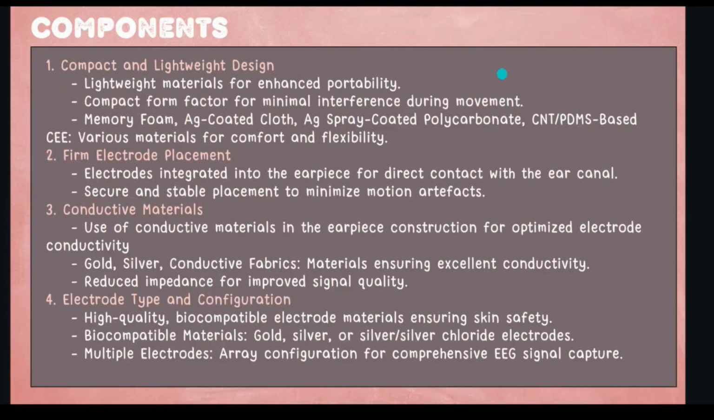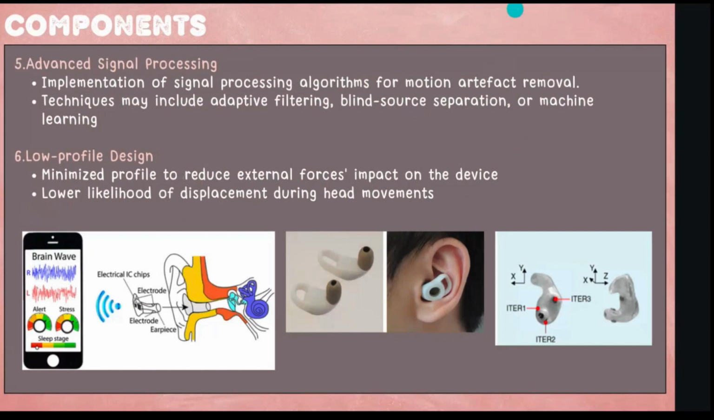For firm electrode placement, electrodes integrated into the earpiece for direct contact with the ear canal ensure secure and stable placement to minimize motion artifacts. We also use conductive materials such as gold, silver, and conductive fabrics for optimized electrode conductivity and to reduce impedance for improved signal quality.